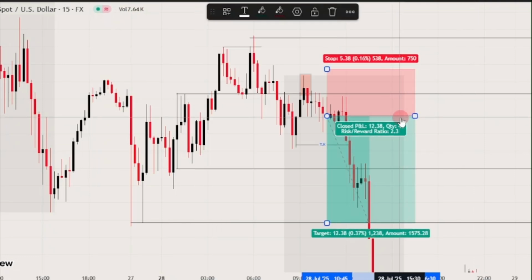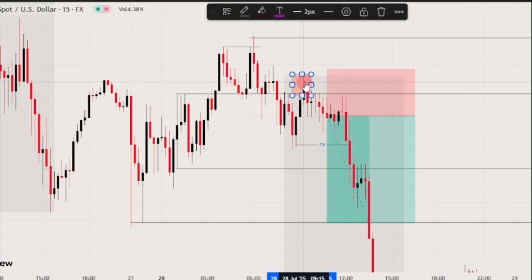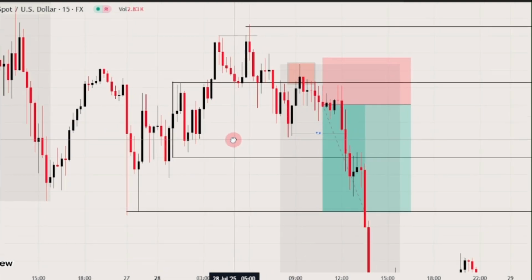Okay, so as you can see, I documented the process of taking the trade, I mean the analysis, and now it played out right here. Okay, so I'm gonna go ahead and show you how to do this.